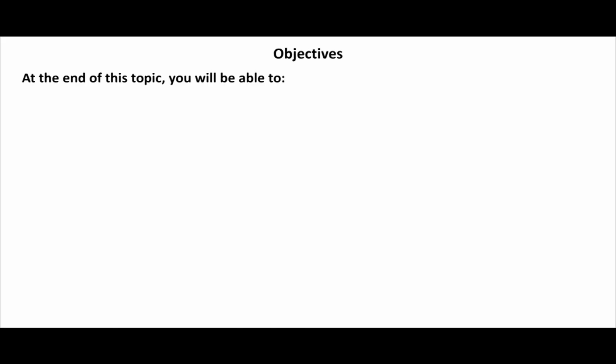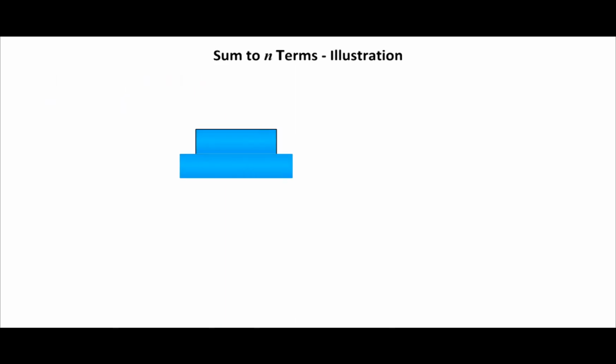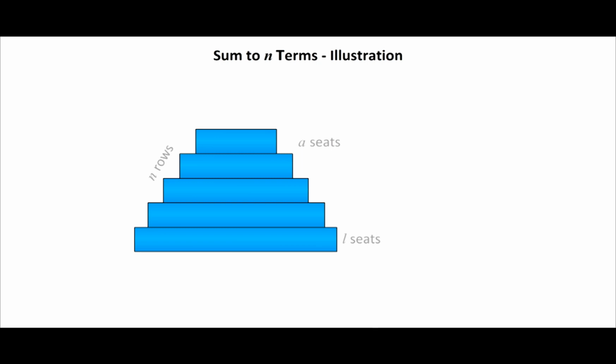At the end of this topic, you will be able to compute the sum of n terms of an AP. How many seats are there in an auditorium in which the front row has A seats, each row other than the front row has D more seats than the row in front of it? Schematically, the auditorium looks like the figure given in the picture. For convenience, let L denote the number of seats in the last or nth row.